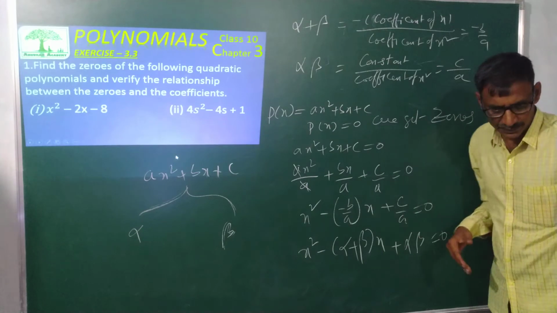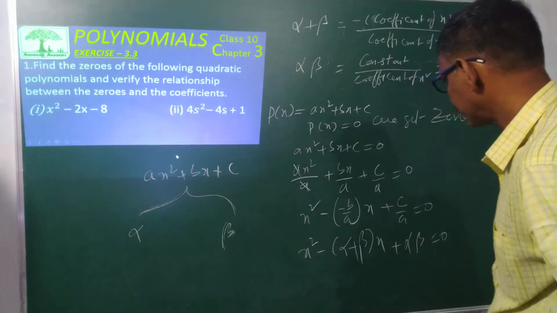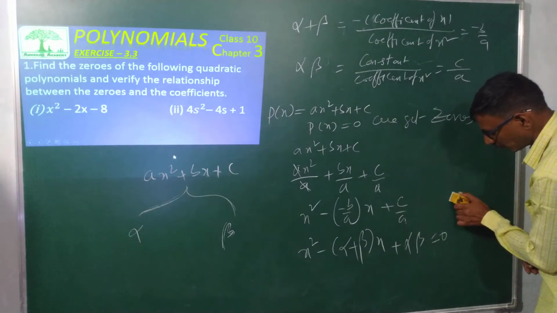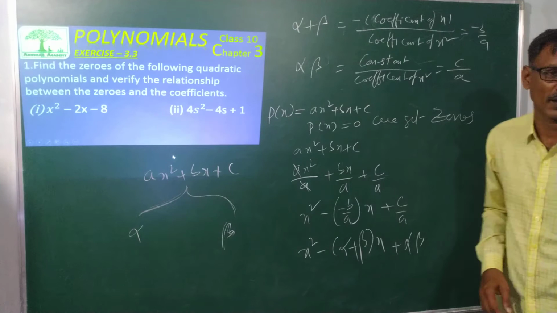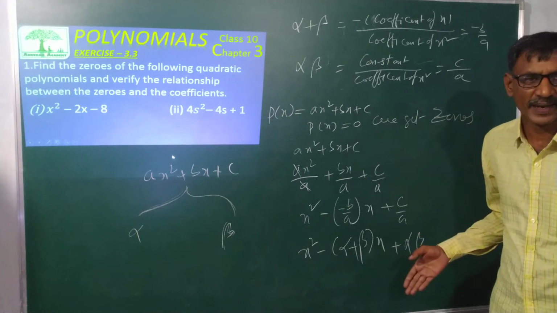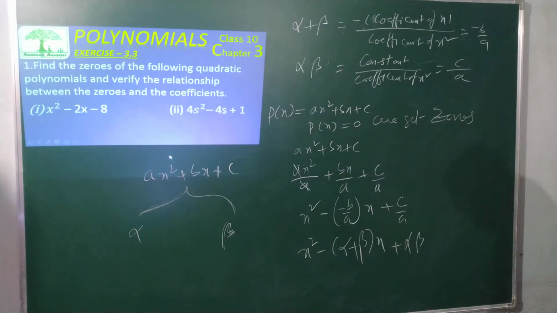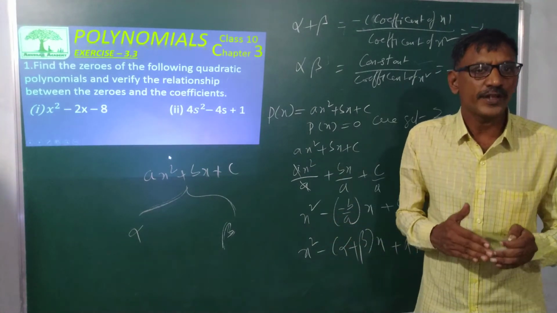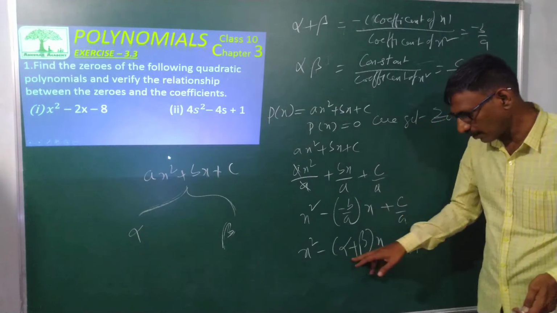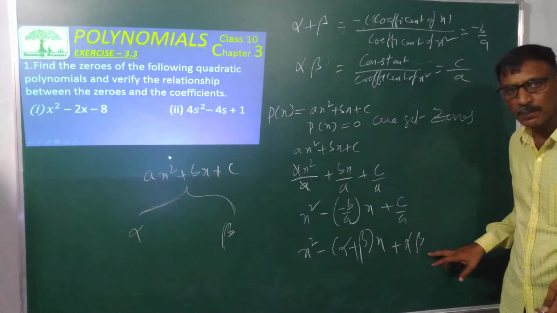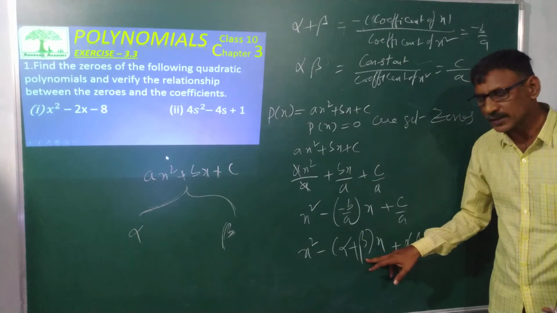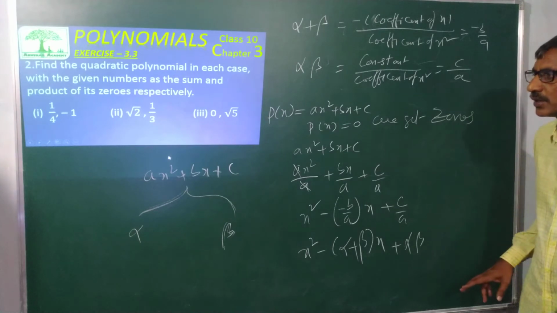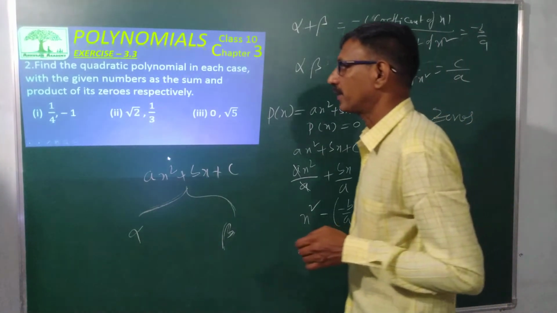By removing the equal to 0, we get a quadratic polynomial. Am I clear or not? This is my quadratic polynomial with zeros. See here, alpha plus beta and alpha beta. Alpha plus beta is nothing but the sum of zeros. Alpha beta is nothing but the product of zeros. Now coming to the second bit.